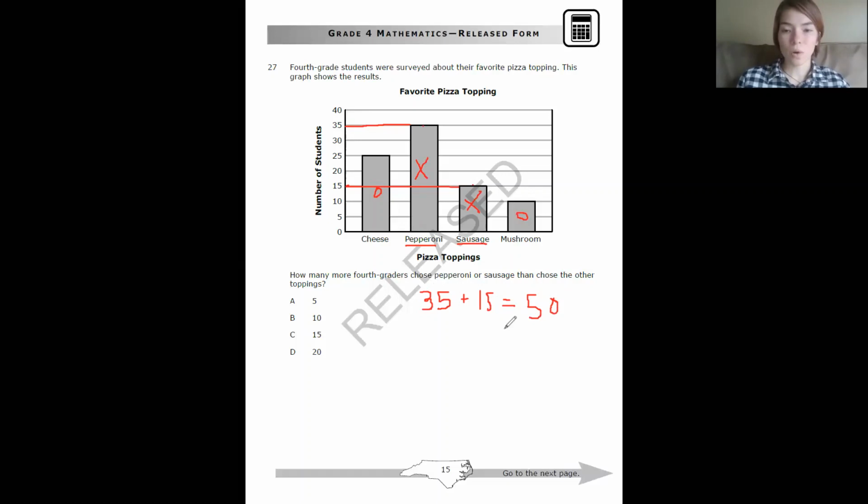Now, to figure out how many more chose them than chose cheese or mushroom, we need to add together how many chose cheese and mushroom. So looking at the side of the histogram, 25 chose cheese. Tracing over from mushroom, we see that it goes to 10. 10 chose mushroom. Altogether, 35 students chose either cheese or mushroom. Now, the difference between the number that chose pepperoni or sausage and the number that chose cheese or mushroom is going to equal 50 minus 35, which is 15. So our answer here is going to be C, 15.